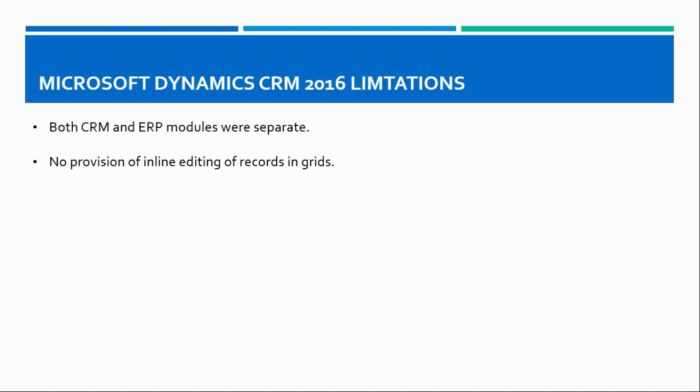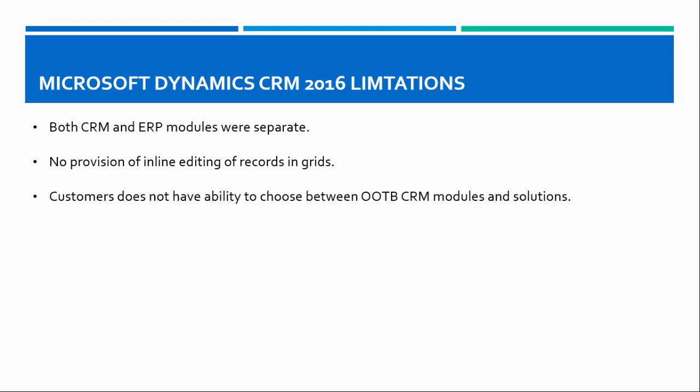And there was no provision of inline editing of records from the grid. The customer does not have the ability to choose between out of the box CRM modules and solutions. So till now, whenever you subscribe to a Microsoft Dynamics CRM instance, you by default get the sales, marketing, and service modules in your Dynamics CRM instance. Whenever you want to utilize field service and project service automation functionalities, you first have to subscribe to a Dynamics CRM instance, and then on top of that, you have to import the field service and project service solutions onto that instance. You can never have access to only field service or project service applications without subscribing to a CRM instance.